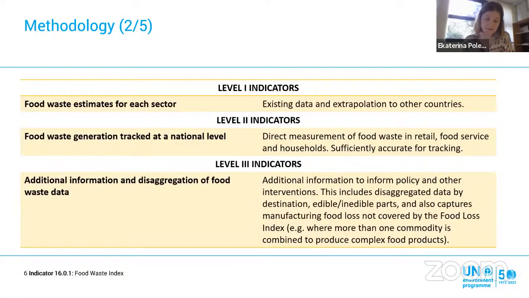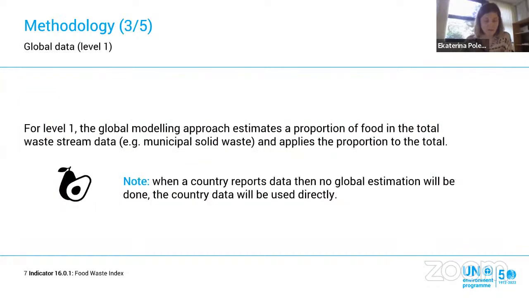Level 1 indicator is characterized by food waste estimates for each sector, such as manufacturing, retail, food service, and households. Level 2 indicators are characterized by food waste generation tracked at a national level. Level 3 indicators include additional information and disaggregation of food waste data by destination as well as edible and inedible parts.